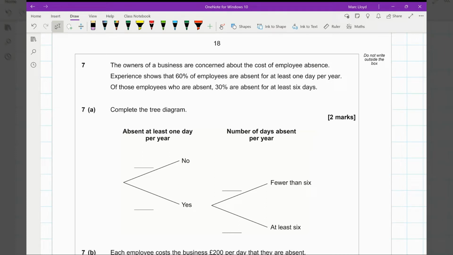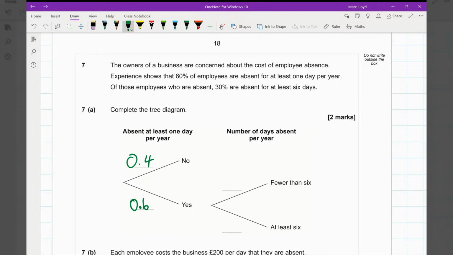Question 7. I believe this one is going to sort out a few A's from B's, but the first 2 marks are probably the easiest 2 marks you'll ever get. So the owners of a business are concerned about the cost of employee absence. Experience shows that 60% of employees are absent for at least 1 day per year. So absent for at least 1 day per year, yes, that's going to be 0.6 because it's 60%. Therefore meaning that the other part of that tree is 0.4.